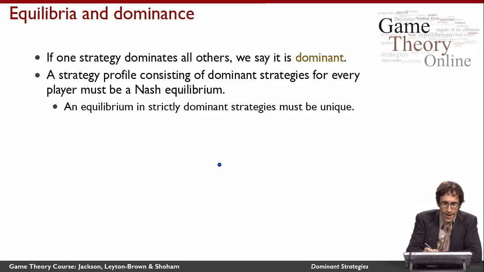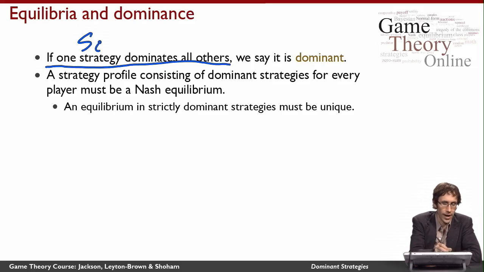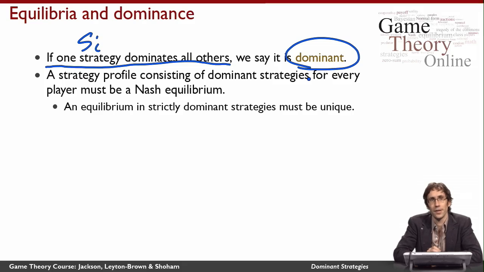Now, this can get even stronger if one strategy dominates all of the other strategies. In that case, this one strategy, Si, is kind of better than everything else. And in that case, I can say not just that it dominates something, but that it's dominant, that it's just kind of the best thing to do. And if I have a dominant strategy, then basically I don't have to worry about what the other agents are doing in the game at all. I can just play my dominant strategy, and that's going to be the best thing for me to do.